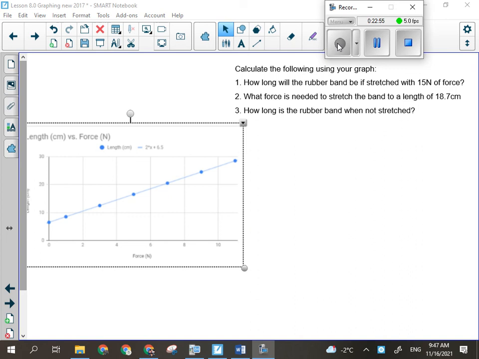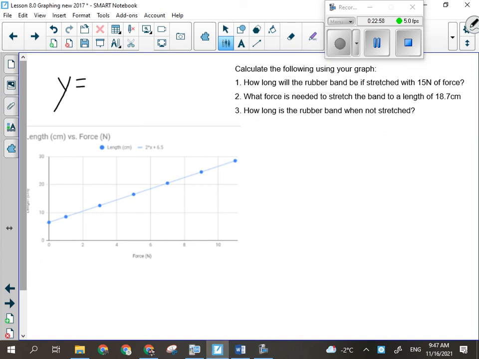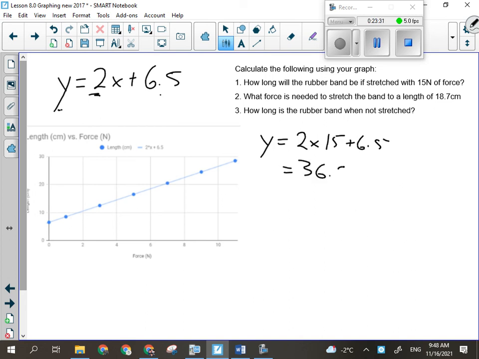All right, so for this graph, the equation for the line is y equals 2x plus 6.5. We're trying to calculate how long the rubber band will be. Length is on the y-axis, force is on the x-axis, so what they've given me is force, that's an x value. So I know what x is, I know what m is, and I know what b is, so all I have to do is plug in the numbers, and I'm solving for the length of the rubber band, which is on the y-axis. So for question number 1, this is just going to be 2 times 15 plus 6.5, which is going to give me 36.5 centimeters.